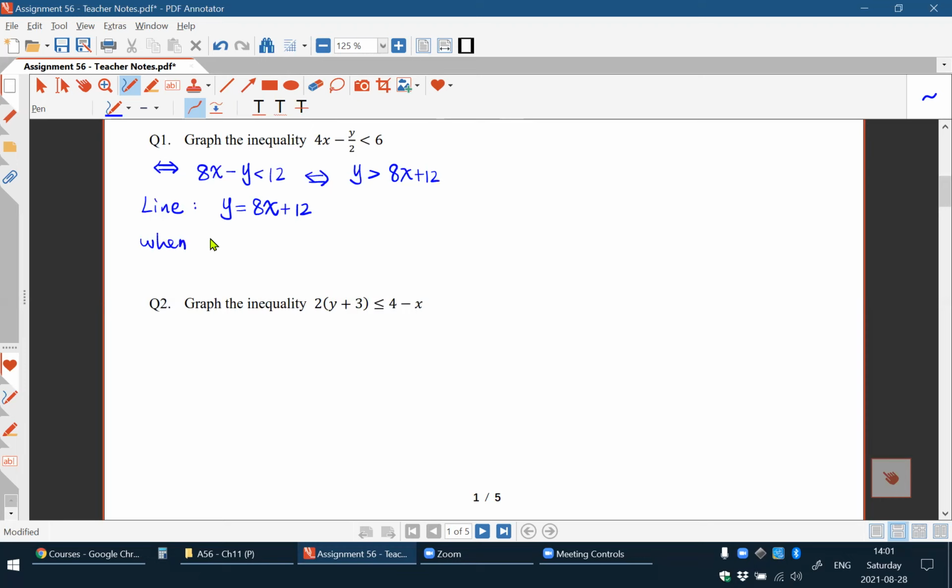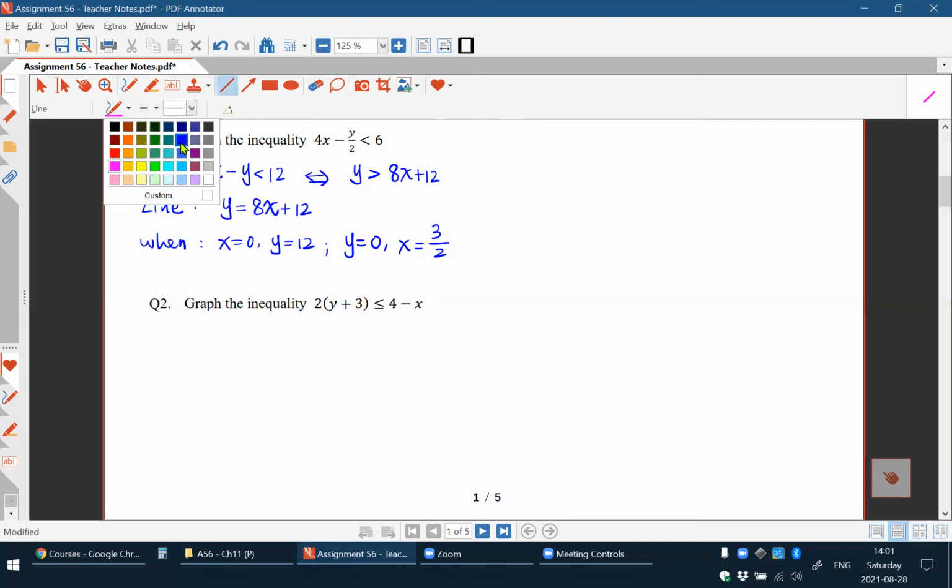Best way to plot it is to find its x and y intercepts. So when x is 0, y is negative 12. This is one of the 2 points. The other point is when y is 0, we know x is 3 over 2, right? Okay, so now we can draw this line on the 2D Cartesian plane.